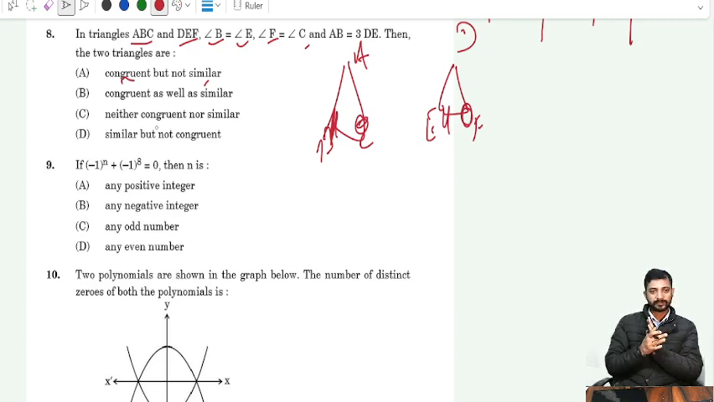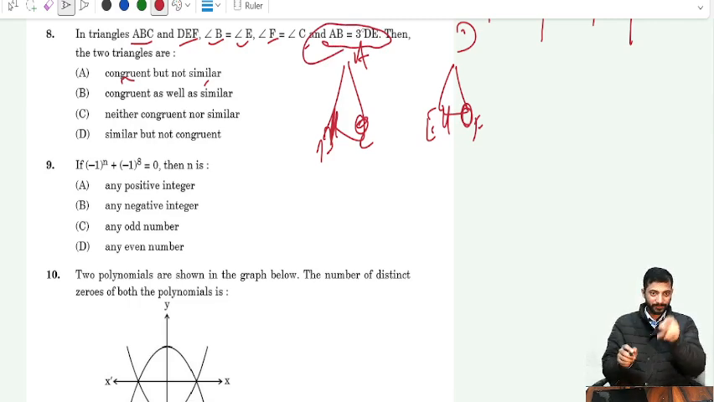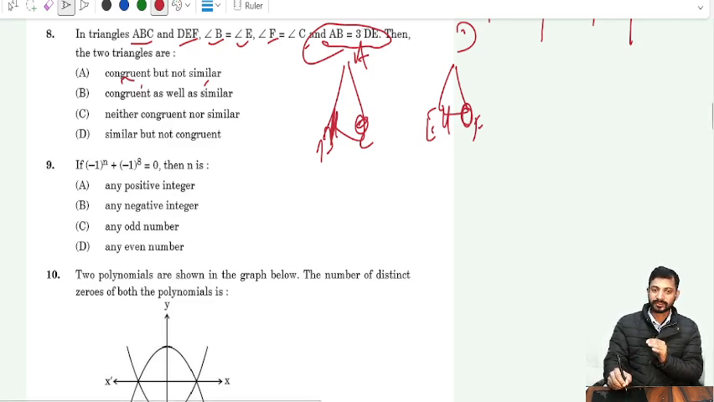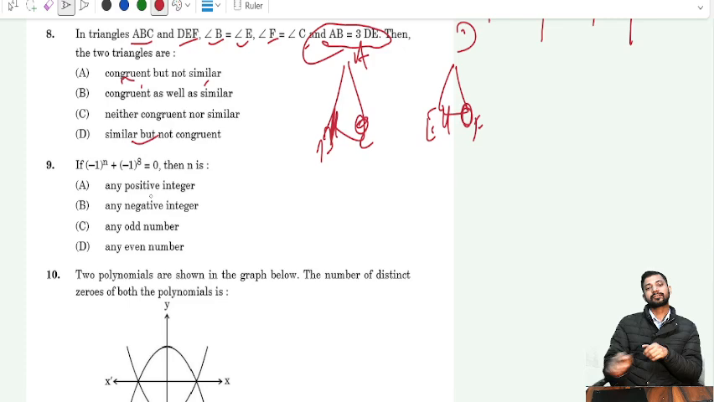This has been proved. But now what about congruency? For congruency, sides must be equal, but for similarity, sides should be in equal ratios. But here the given sides show that the sides are not equal. It means this is not congruent but similar. So find the correct answer. This is congruent but not similar? No. Similar but not congruent. So this is the correct answer, option number D.